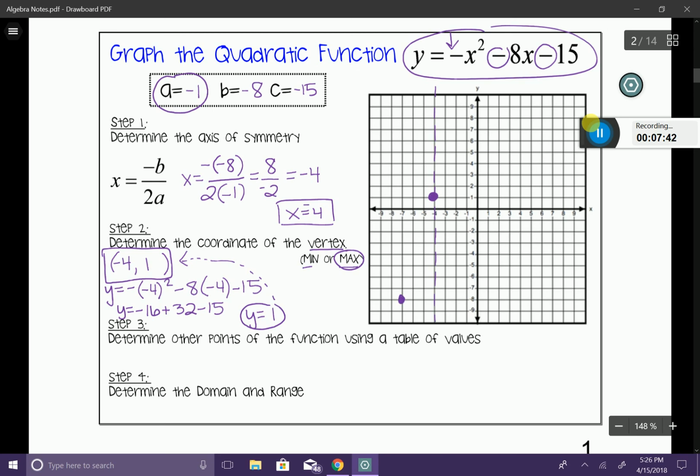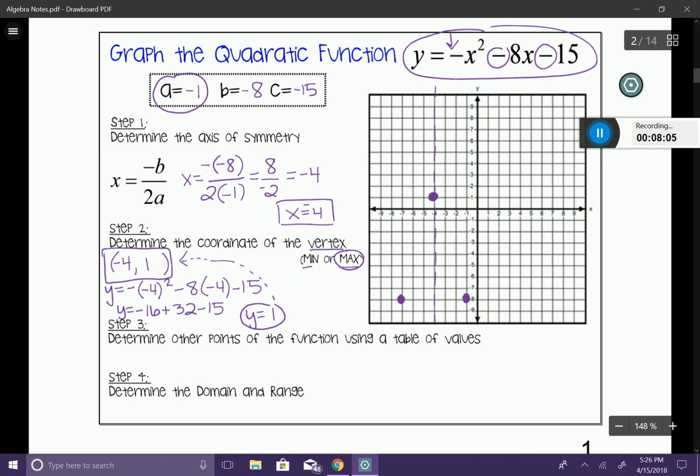Once I plot this point, I can actually reflect it over my axis of symmetry. And so I'm going to count how many spaces away I am from the axis of symmetry. 1, 2, 3, and then I'm going to count how many spaces going in the other direction, the same amount. 1, 2, 3. I'm going to plot that point. All right, so now I have 2 points, and you'll actually find that other point in your calculator in just a little while. So let's choose another one.